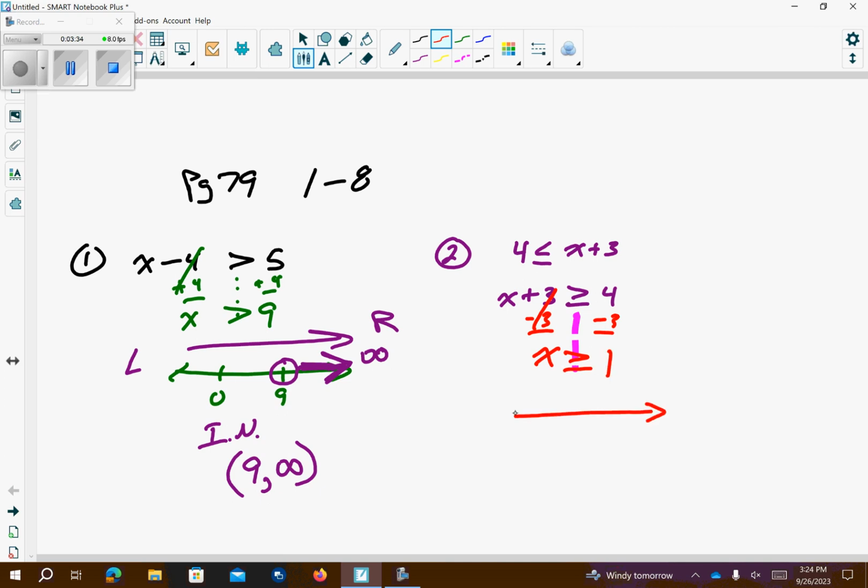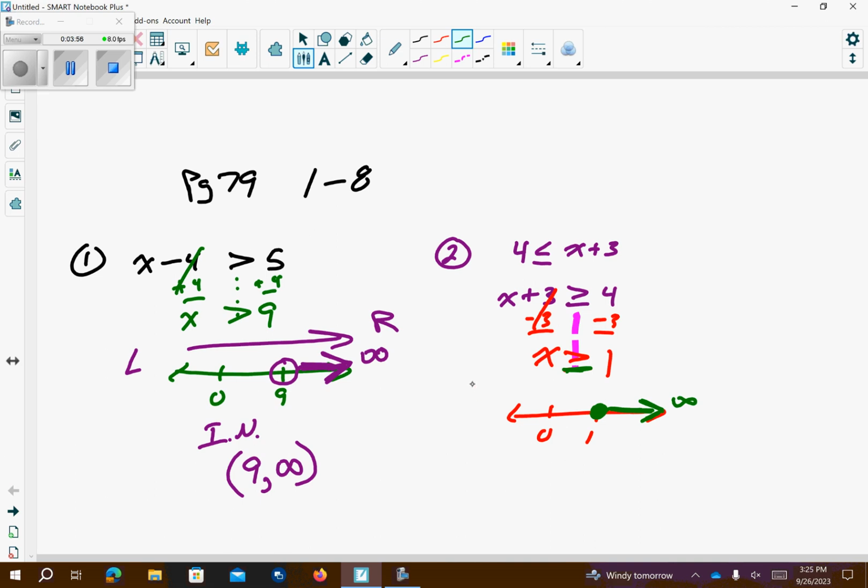So let's put that on a number line. I have 0 here, I have 1 here. Because I have this line right here, this is going to be a solid dot on the 1, because we include it, and I want values bigger than 1. So I'm going to shade to the right. Now realize I'm shading to the right, so that's going to infinity again. That sideways 8 means infinity.